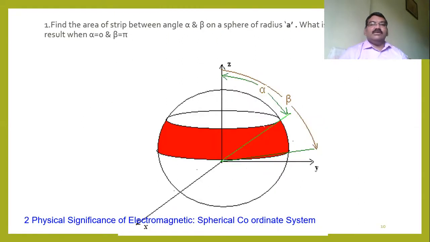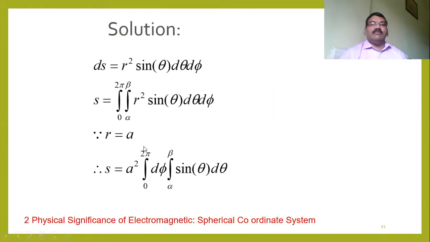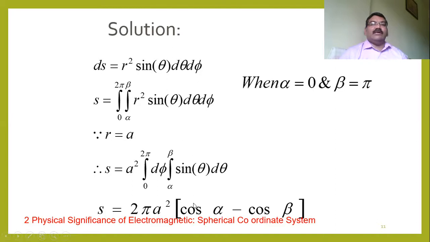Also we discussed a numerical problem, what the area of the strip will be, and we calculated that by this solution. We also calculated for the angles alpha and beta, and for the complete sphere, and we verified this with the geometric formula.